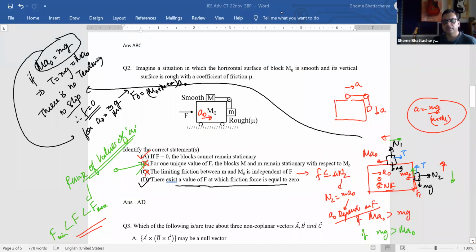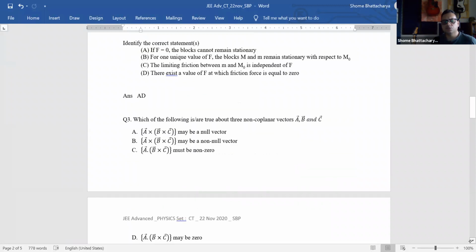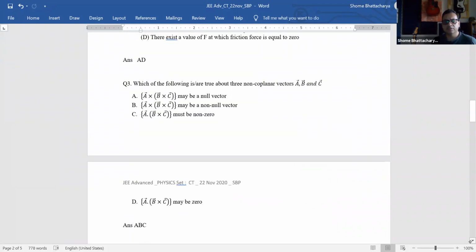Right, so let's move on to the next one. This is again a conceptual type of question in vectors. Go through question 3, let me know if there's any doubt. Non-coplanar vectors, so keep that in mind.